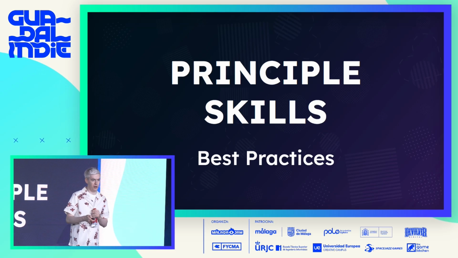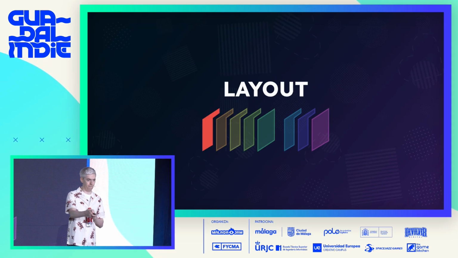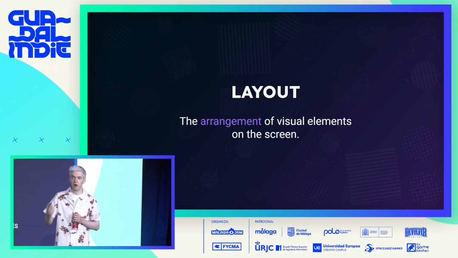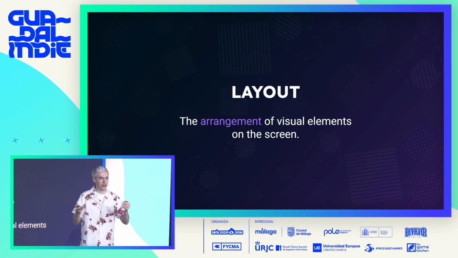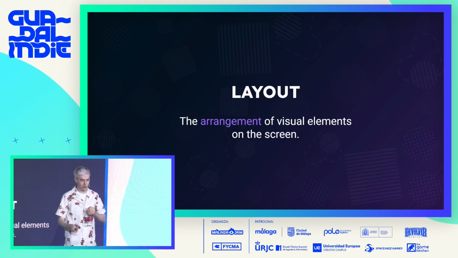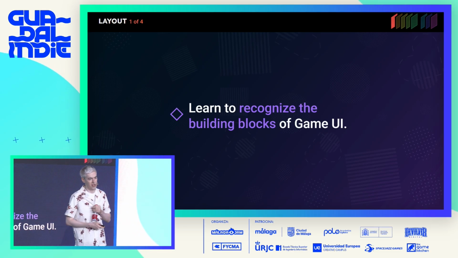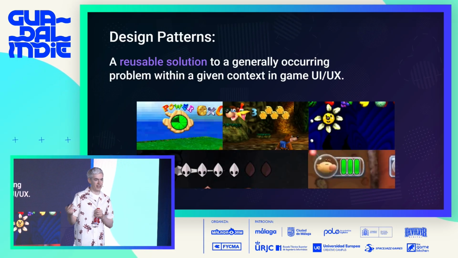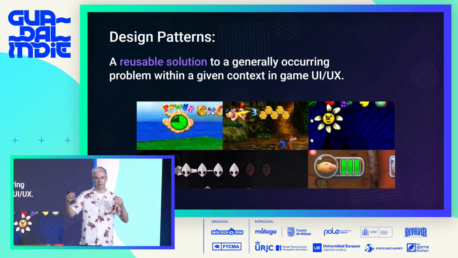So first of all, we're going to go through our functional skills. Layout, number 1. This is the arrangement of visual elements on the screen. Layout is probably the hardest thing to teach people because there's so much involved in layout in general. There's spacing and the actual UX of it and all that kind of stuff. So I'm going to go through a few different things that we have to learn to get used to this. First of all, learn to recognize the building blocks of game UI. UI is very modular. It's made of these building blocks when you think of it like that.